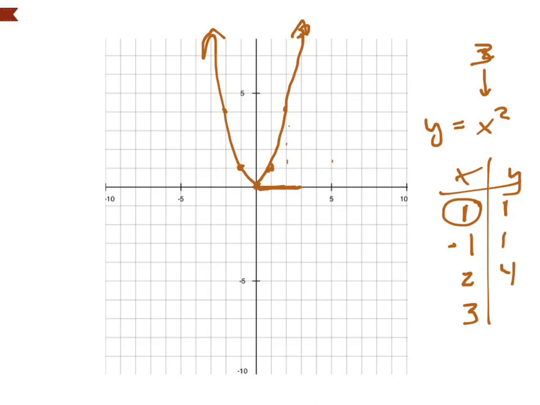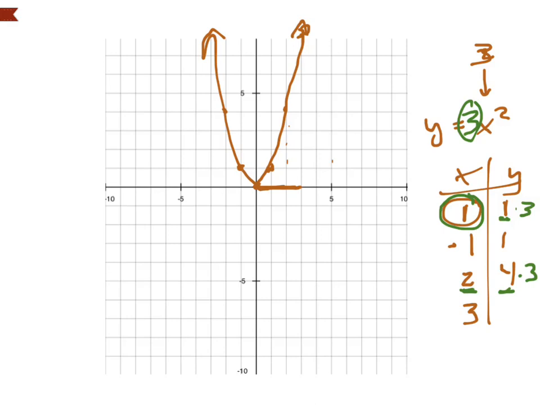a number in front of that? I'll use green. What if I had 3x squared? What would 3x squared be? Well, every time you plug in 1, you're going to go up 1 times 3. If you plug in 2, you're going to square that, but then you're going to go up times 3. You're going to increase by a factor of 3 the distance that you're going up.